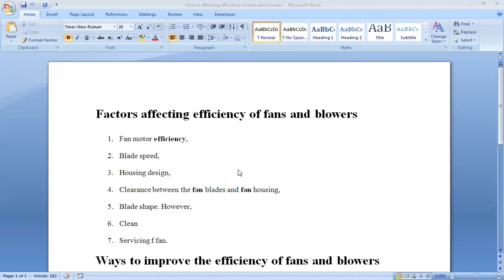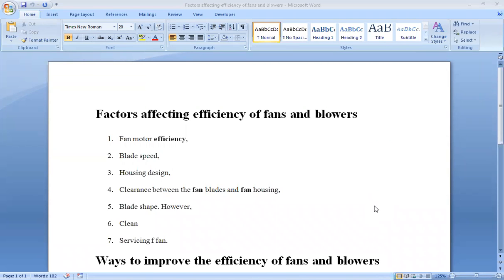The blade speed, we have to optimize according to the designer's or the manufacturer's specification. It gives the specification that at this particular speed the fan works at the maximum efficiency. So we don't have to run the fan at a lesser speed or more speed than whatever is the speed given by the manufacturer, at which the efficiency of the fan is maximum. If we keep the blade speed at the particular rated speed, then definitely the efficiency of the fan will increase.